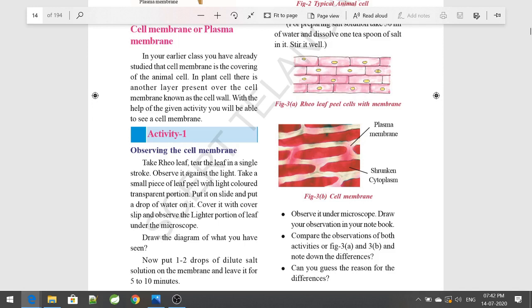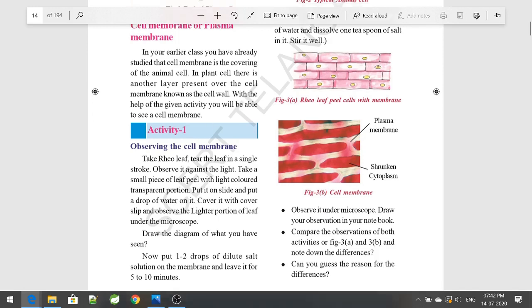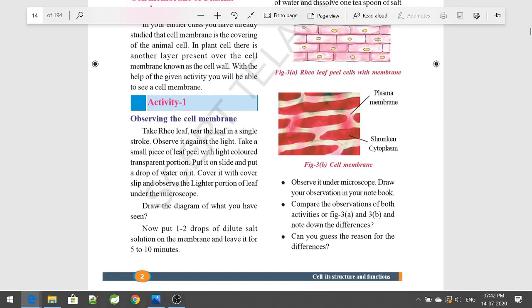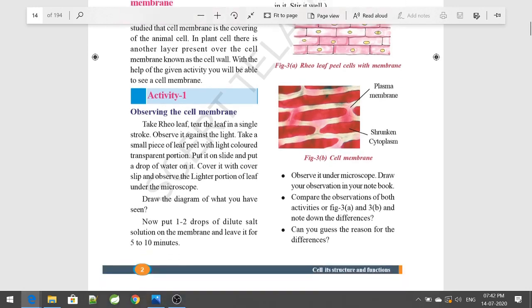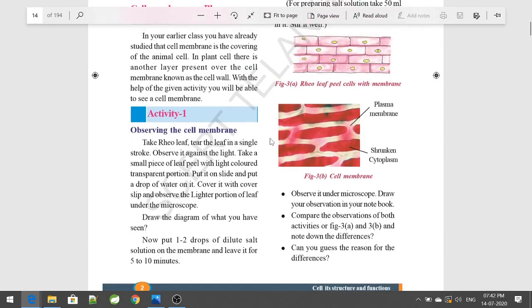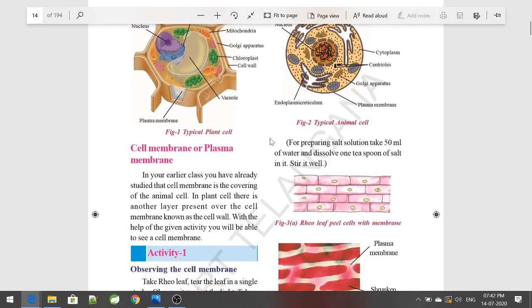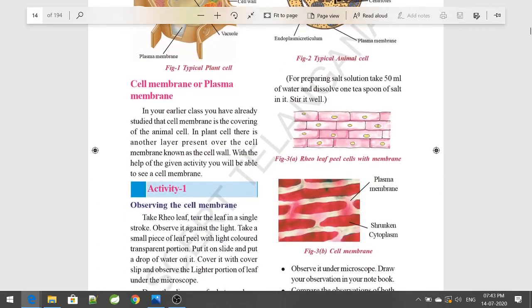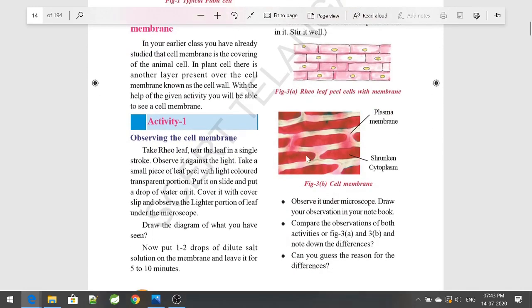With the help of the given activity, you will be able to find the cell membrane. How can we find the cell membrane? Just take a Rhoeo leaf. Rhoeo is the plant name. You just tear it and put a few drops of salt solution on the membrane and leave it for 5 to 10 minutes. After that, what will you observe? Dissolve 1 teaspoon of salt in water and stir it well.